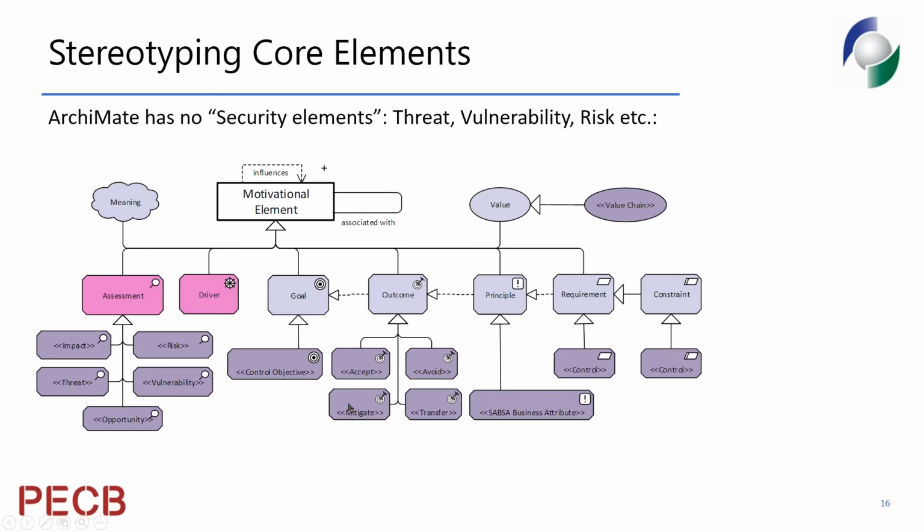Okay, so we talked a little bit there about stereotyping. In the security overlay, we've got a number of things that have been stereotyped. We talked about the business attributes and the value, and the value chain. We can also talk about the fact that an assessment can be a vulnerability assessment, a risk assessment, an impact assessment. Our goals become our security objectives. Our requirements become our control measures. Outcomes can be the outcome of a risk treatment process, where we're going to either accept, avoid, mitigate, or transfer the risk of a certain outcome.